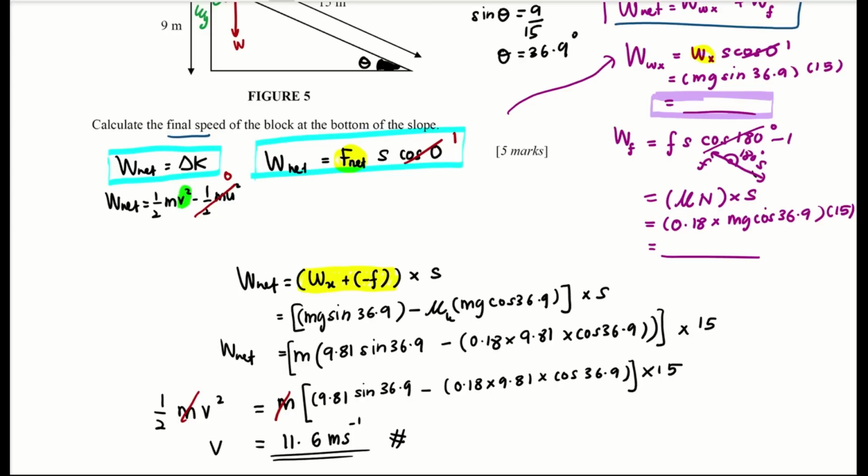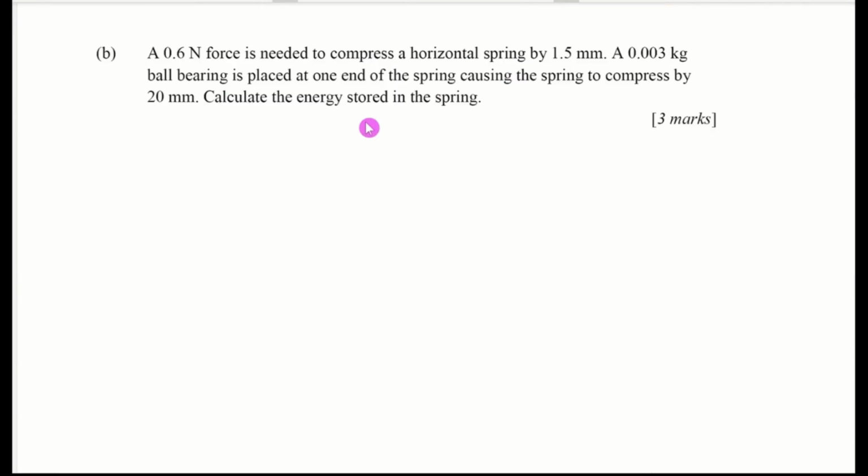Okay. So, finish question 4A. So, let's proceed to question 4B. Alright, so now let's continue with question number 4B. So here we have a 0.6 Newton force is needed to compress a horizontal spring by 1.5 millimeter. Okay, so a 0.03 kg ball bearing is placed at one end of the spring, causing the spring to compress by 20 millimeter. So calculate the energy stored in the spring.